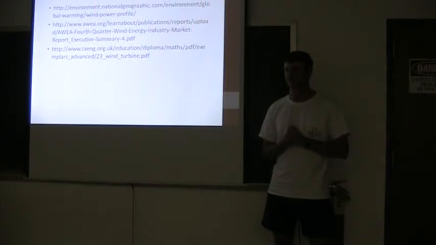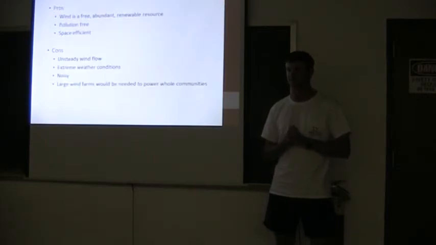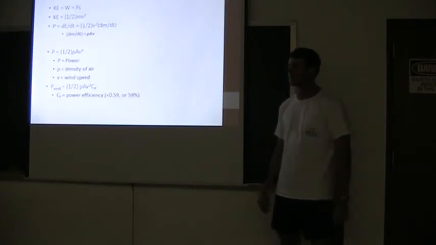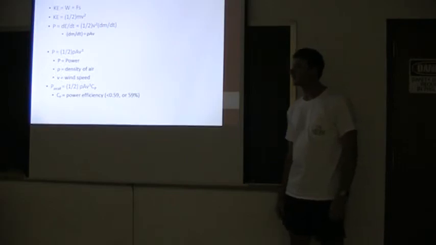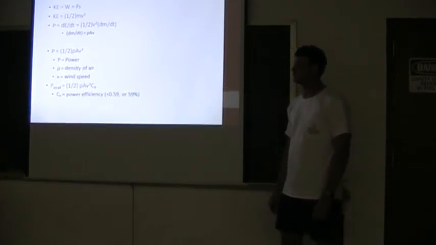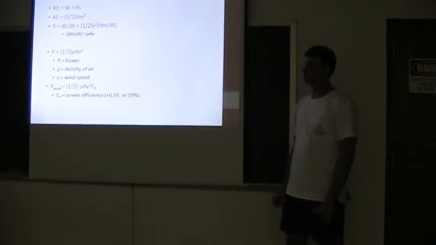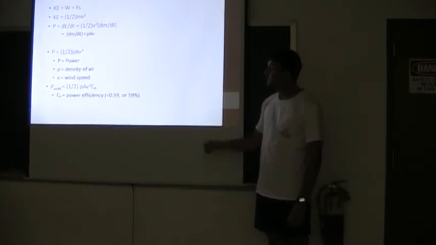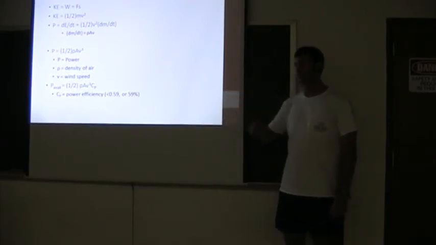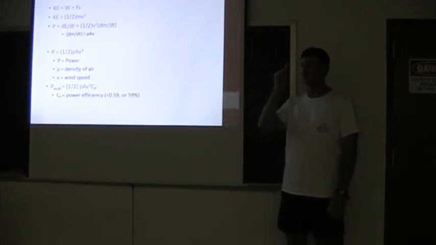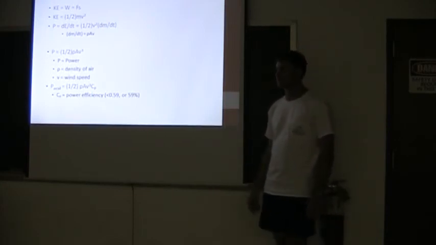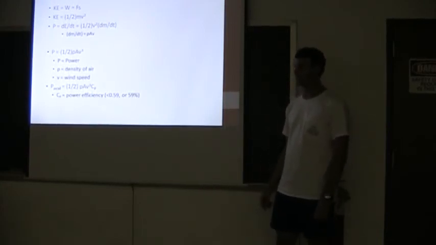Go back to your slides. Here, this is the power, right? And which area is your A? What does A denote? It's the area that the blades rotate, like the tip of a blade, one circle, one rotation. Okay, so the more area you have, the more power you have, right?